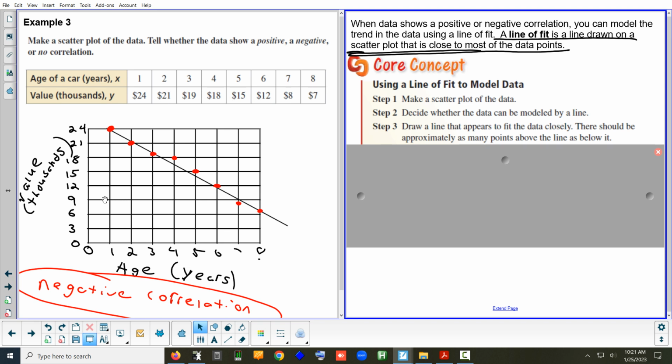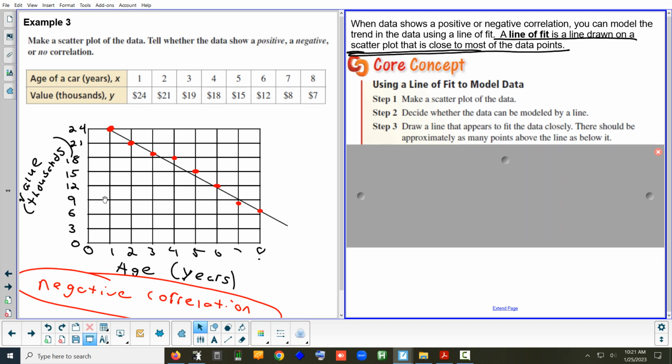I've got 2 points that are definitely above it. I've got 1 point that's definitely below it. And I've got 1, 2, 3, 4, 5 points that are at least touching the line a little bit. That's pretty good. I've got 4 points that are touching, 2 above, 1 below. You're not going to get it much better than that.